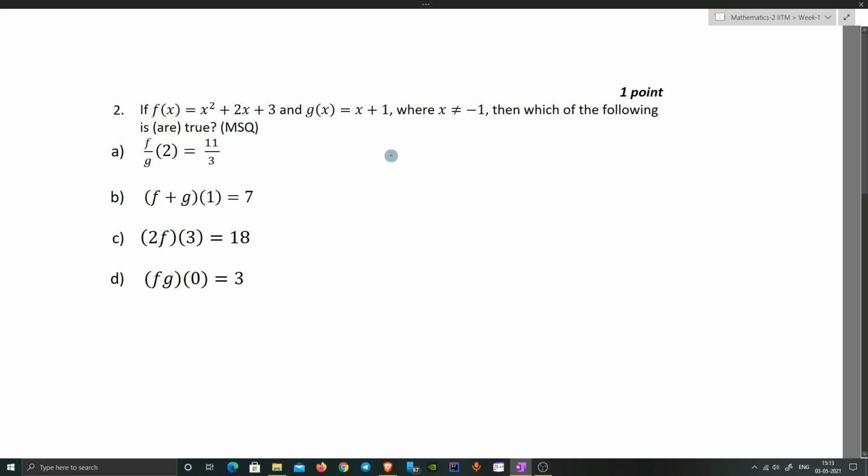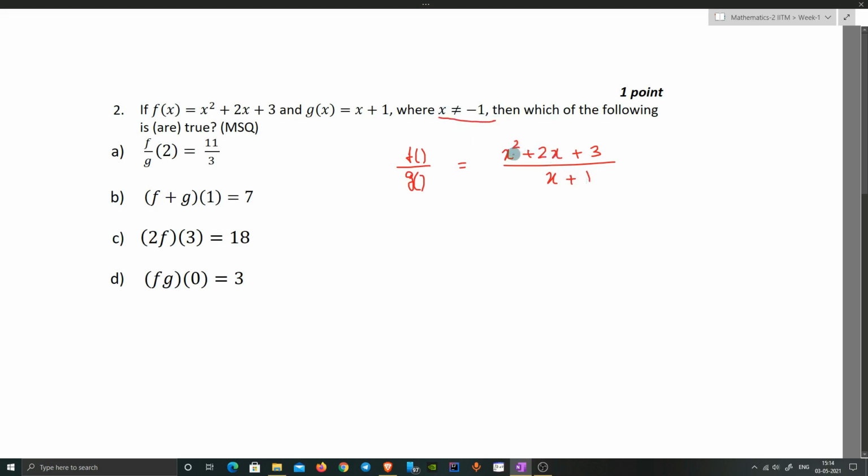The first one is f by g of x. So let's see, what is f by g? This is nothing but f, x square plus 2x plus 3, whole divided by g, x plus 1. They've given that x is not equal to minus 1. Suppose x was minus 1, this whole thing would tend to infinity, right? To avoid that, they have specifically mentioned in the question that x is not equal to minus 1.